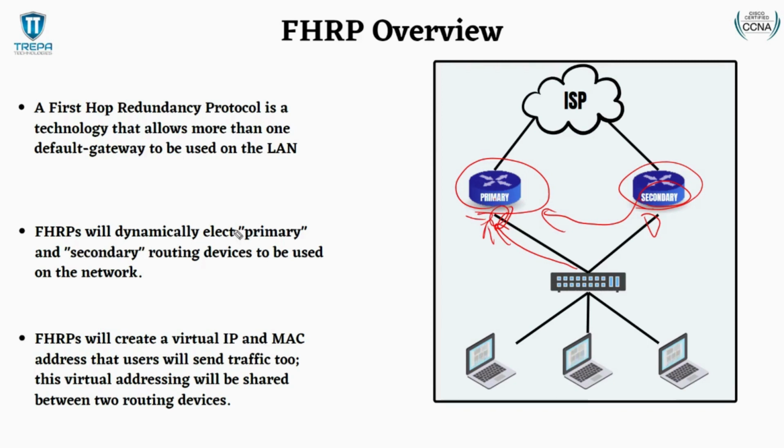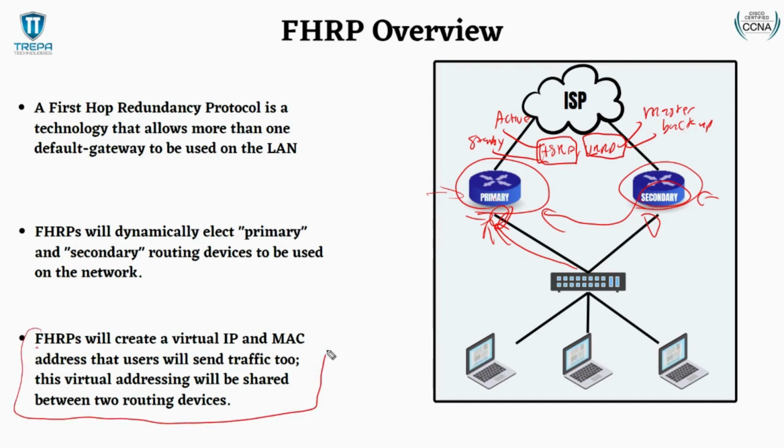So how do we set the primary and secondary? First hop redundancy protocols will dynamically elect a primary and secondary routing device to be used on the network. Meaning no matter what protocol we use, HSRP or VRRP, built into the protocol are parameters that set who is going to be the primary and secondary. In terms of HSRP, we have a little bit different language. We call the primary active and the backup standby. And in VRRP, we call the primary master, and the backup we call backup. Easy, right?